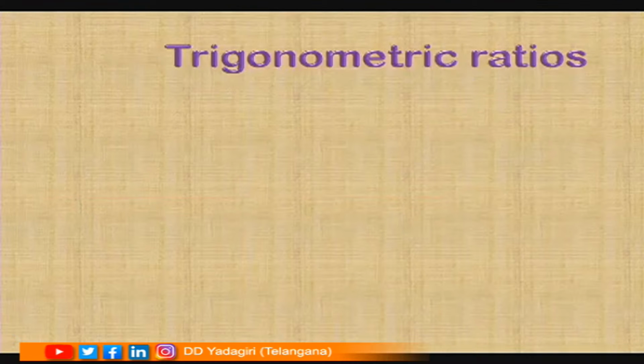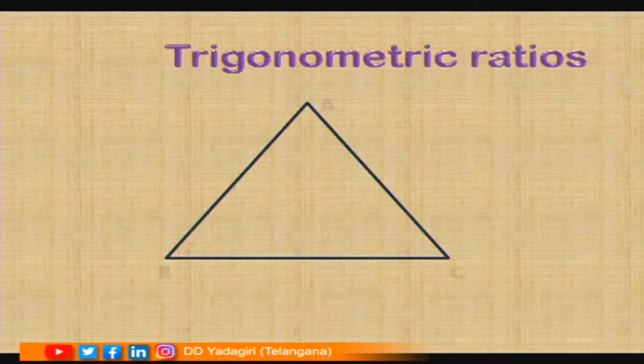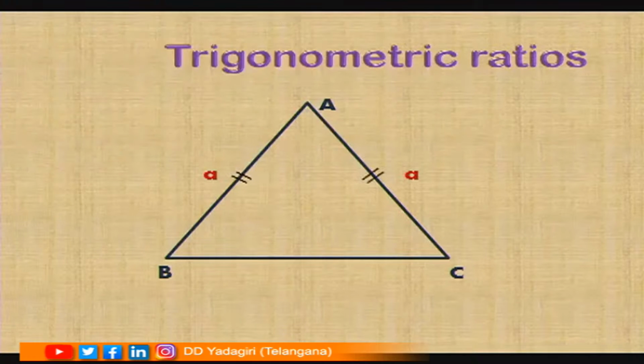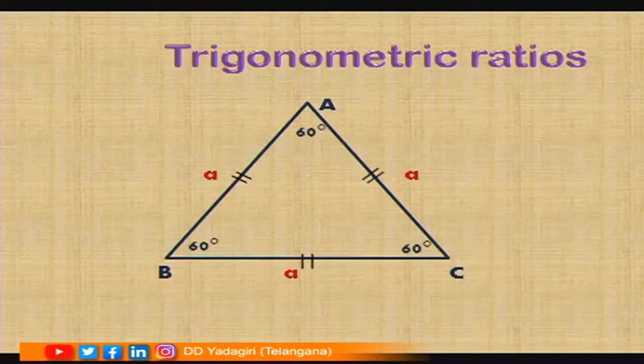Now, shall we check about 60 degrees? Yes, let me take an equilateral triangle ABC. Let me say all the sides are equal to the value a, or a centimeters or a meters, or better to say a units. So, I am just representing it here by a small a. You are able to see that all the angles are equal.